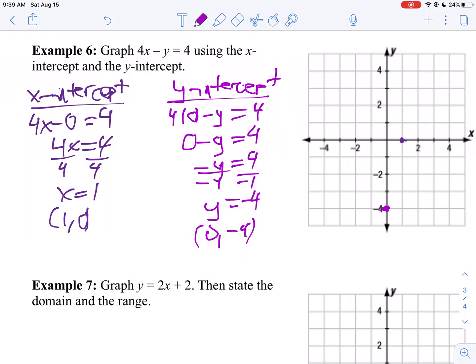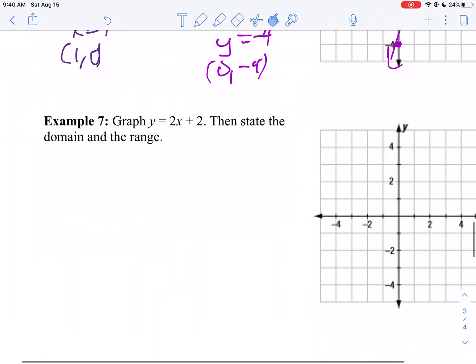And now I can graph them. I'll draw a line going through both my points. Didn't do a very good job of drawing that line. Let me try that again. There we go. Use a ruler.